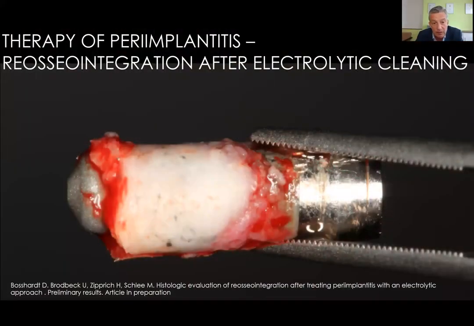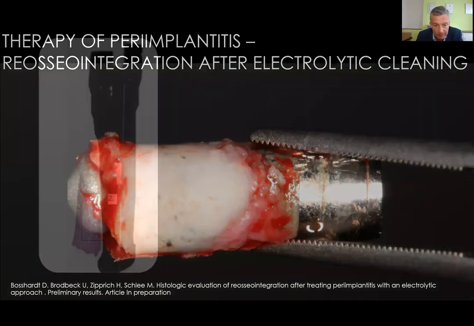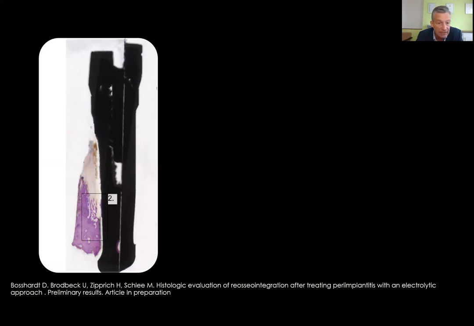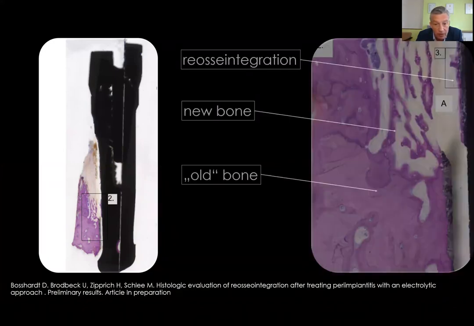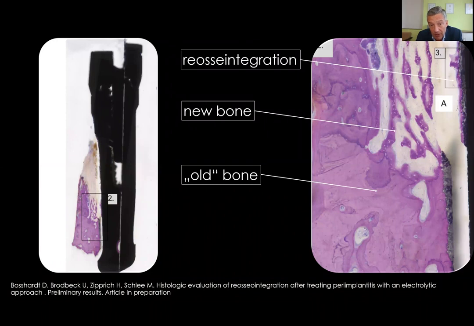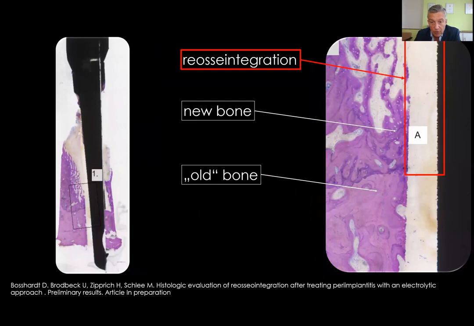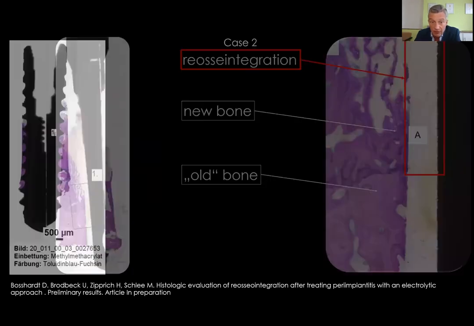So we sent the sample to Dieter Bosshardt at the University of Bern, who did the histology. And as you can see, we found a lot of new bone. Old bone is a very mature bone. And on the upper side, you see re-osseointegrated bone to the implant. I guess this is the first clinical proof of re-osseointegration worldwide. This was the other side of this implant. So we achieved a lot of new bone and a lot of re-osseointegration.